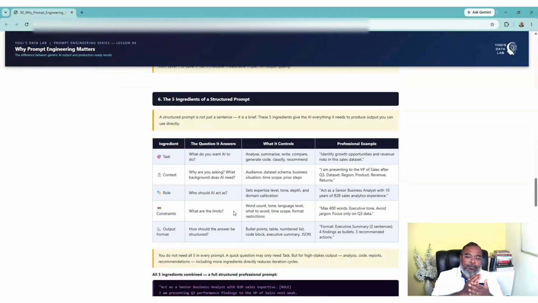Because you told it the columns it has to concentrate on, you told it the audience you are presenting to, you told it the role it has to play, you gave it the task, you gave it the output format, and most importantly, you set the guardrail for what it should not do, right?